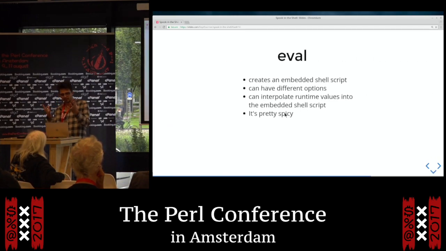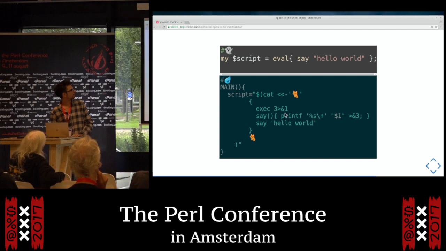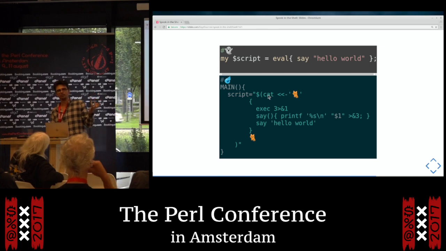Now, eval. So eval is probably the most important construct in all of Spook in the shell. So it creates an embedded shell script within your shell script. You can pass eval different options than you have to the outer shell script. You can interpolate runtime values that the outer shell script has into the inner shell script, and it can get pretty spicy. So it's saying script equals eval say hello world, which means we're getting the script as a value. You see what happens is you have a cat with a here doc delimited by cat emojis, which I think is funny. That's the height of my humor in this talk, so you should laugh at that one. So you have this embedded shell script, and you have it as a variable. This means you can send it to other places, use it at a later date or whatever.